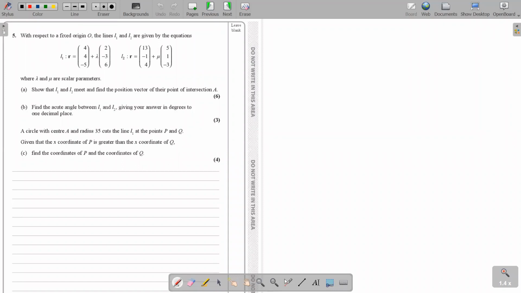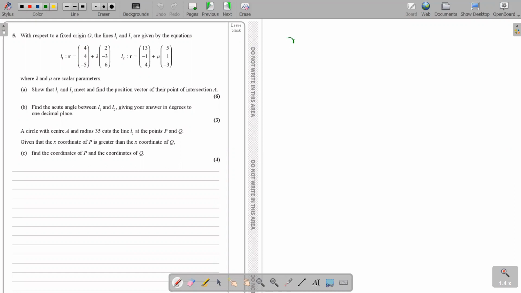Okay, moving on to question number 5. With respect to fixed origin O, the lines L1 and L2 are given by the equations. L1 is okay. They've given you R equal A plus lambda B. You know here, the XYZ here represents the position vector on the line, right?